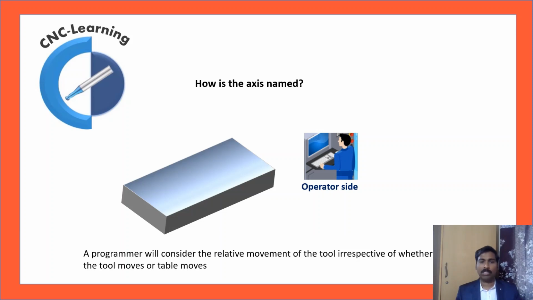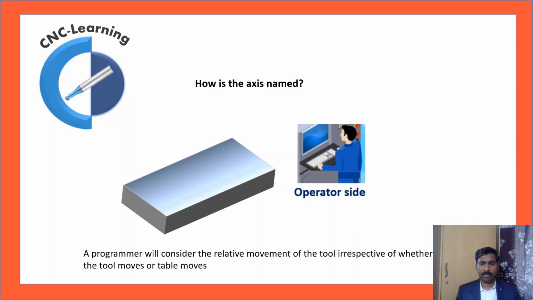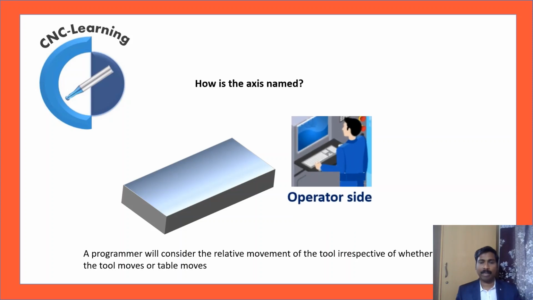Now let us see how the axes are named. This is the operator side where the operator is standing. This is the axis which is parallel to the spindle axis. That is called Z axis, and the longitudinal axis is called X axis, and the third axis is called Y axis.